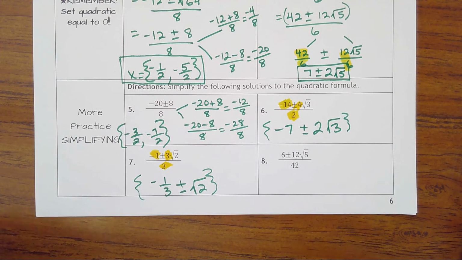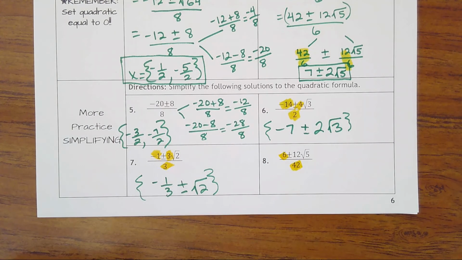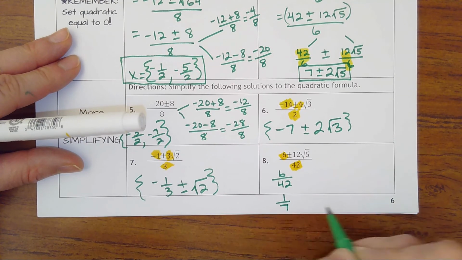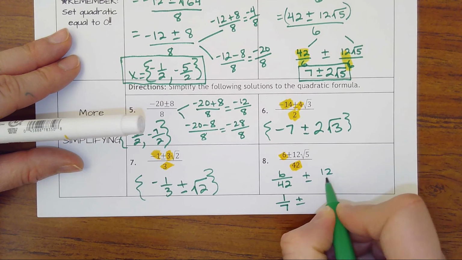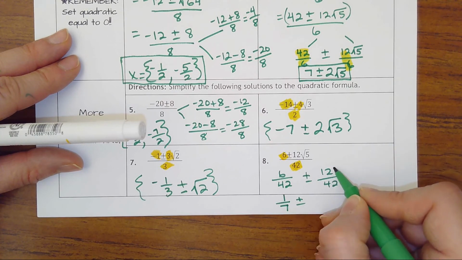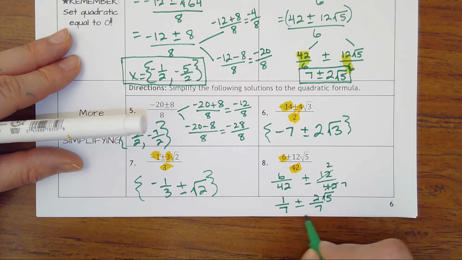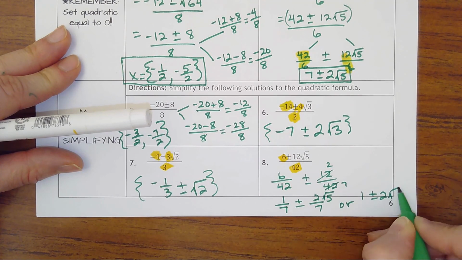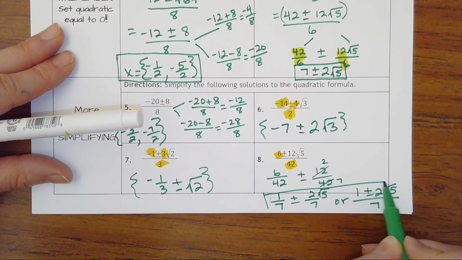And then number 8, notice how you've got 6 over 42. That's not 42 divided by 6, that's 6 over 42. It needs to simplify to be 1/7 plus or minus. This would be 12 over 42, which can divide by 6. That would be 2/7 square root of 5. So you could put it in like this, or put that back together so it's 1 plus or minus 2 square roots of 5. They're both over 7, so you can put them together with that common denominator. I'm sure it will take either answer.